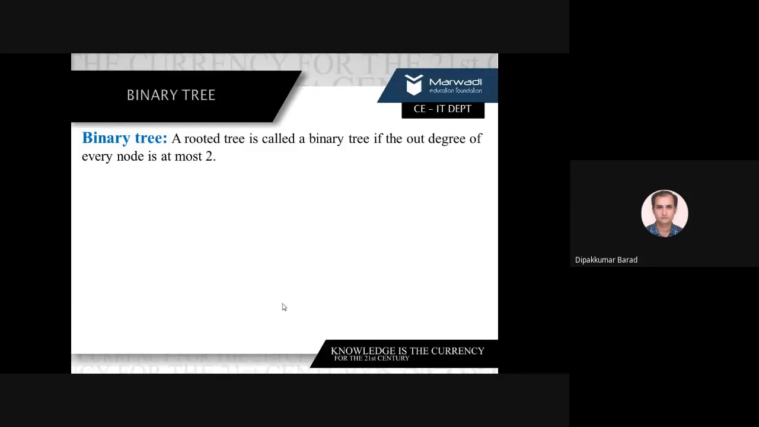Now the binary tree. A rooted tree is called a binary tree if the out degree of every node is at most 2. Here, see, the degree of v1 is 2, degree of v2 is again 2, degree of v3 is 2, degree of v7 is 2, but degree of v8 is 1, degree of v6 is 1, v5 is 1, and v4 is 1. So it is at most 2, and this is called a binary tree. At most two means the degree can be at most two.